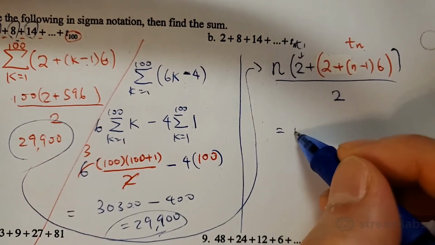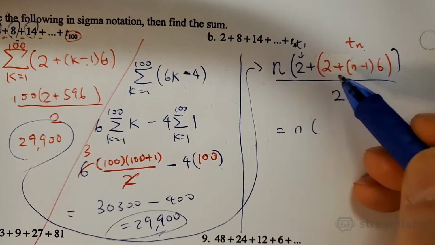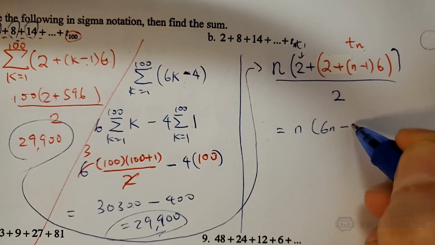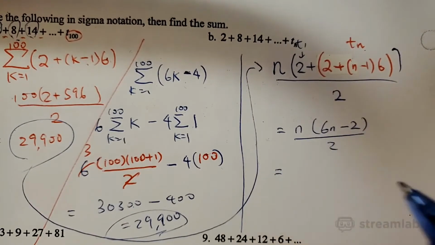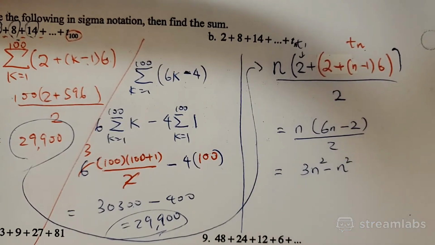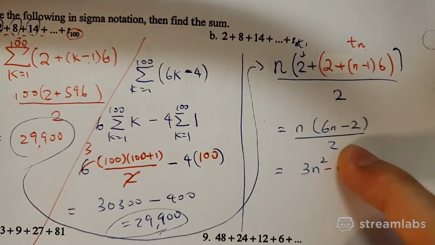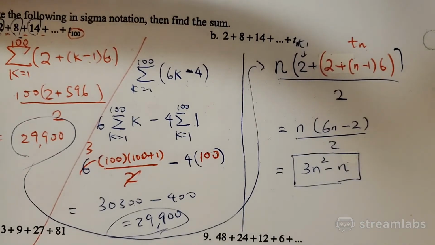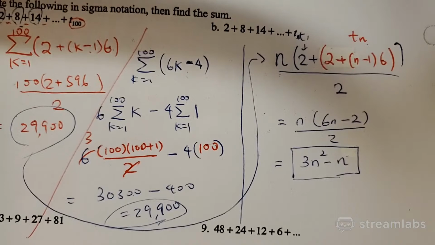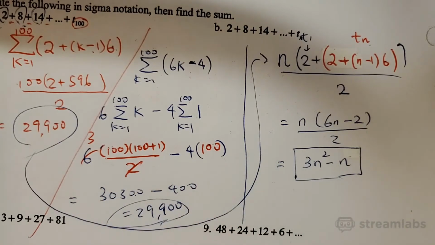Okay, now the rest is simplifying. 6n minus 6 plus 2 plus 2, so plus 4, so 6n minus 2 over 2. So that's going to be 3n squared minus n, I think. Does that look right? You can use the same way to find it using this one. Everything here will be in n, and then you just subtract it through. You'll get the same answer. Okay, they're interchangeable.